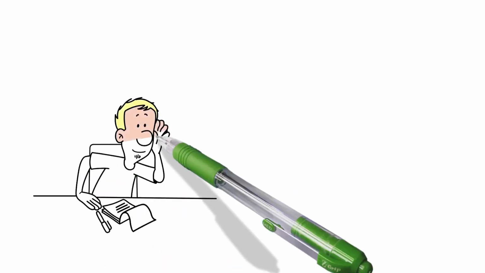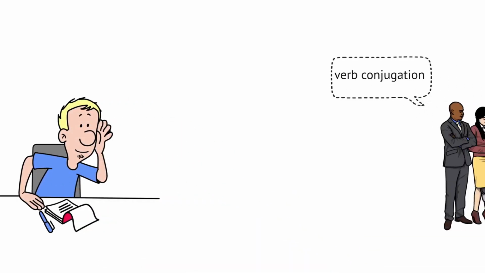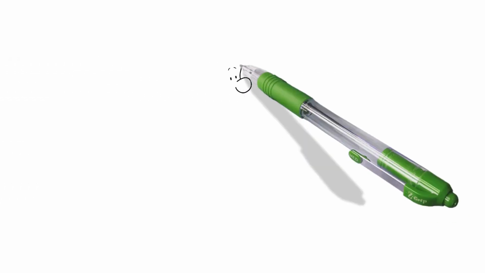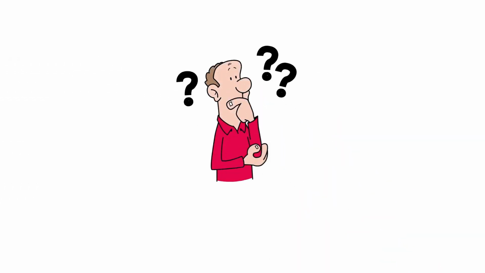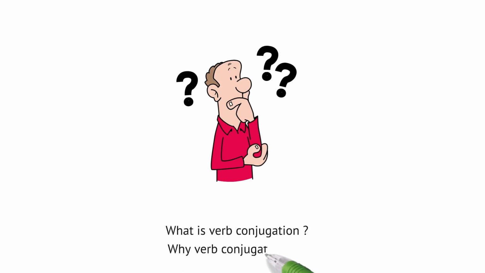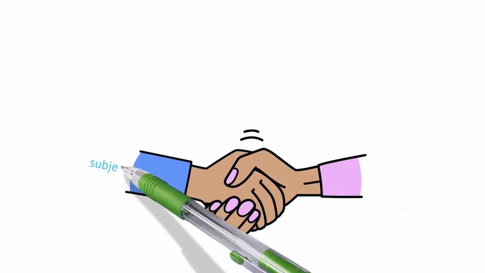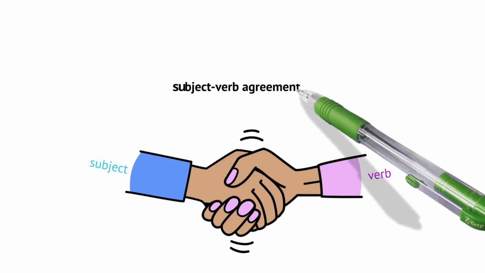You have probably heard of the term verb conjugation being thrown around during your German learning journey. But what exactly is it, and more importantly, why should you care about it? The purpose of verb conjugation in German is to ensure subject-verb agreement. So, let's break it down.